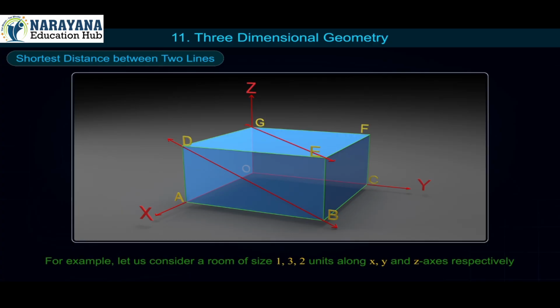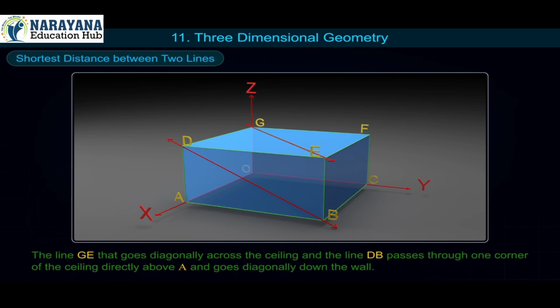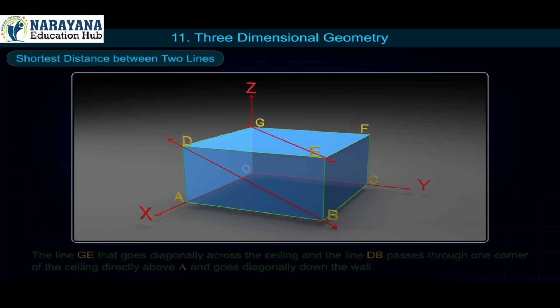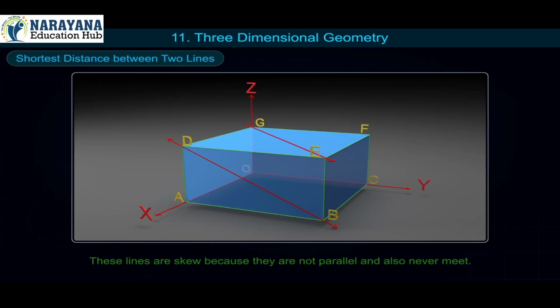For example, let us consider a room of size 1, 3, 2 units along x, y and z axes respectively. The line GE that goes diagonally across the ceiling and the line DB passes through one corner of the ceiling directly above A and goes diagonally down the wall. These lines are skew because they are not parallel and also never meet.